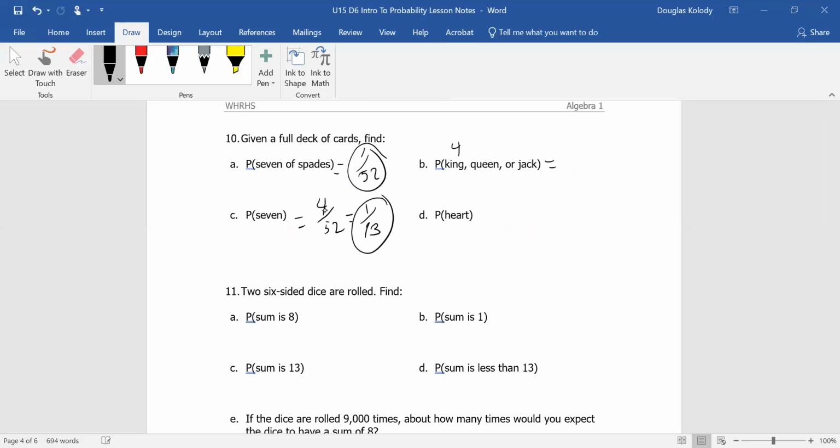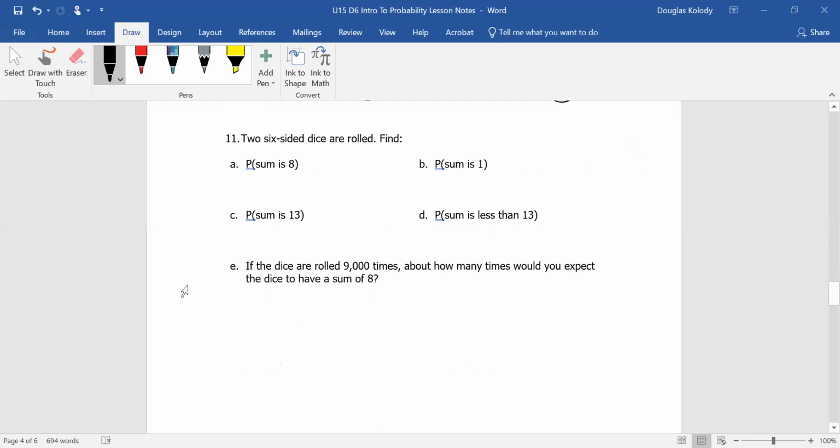A king, a queen, or a jack. There's 4 kings, there's 4 queens, and there's 4 jacks. Add them all up. That's 12 total cards out of 52. Divide by 4. 4 goes into 12 3 times. 4 goes into 52 13 times. 3 out of 13. What's the chances of drawing a heart? Use your reference sheet. There are 13 hearts, so that's 13 out of 52, which reduces to 1/4.